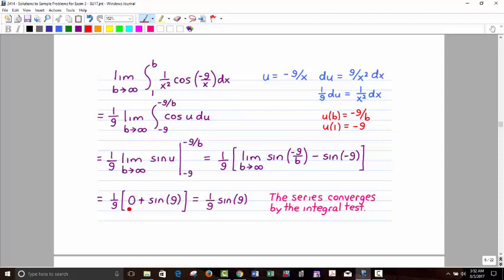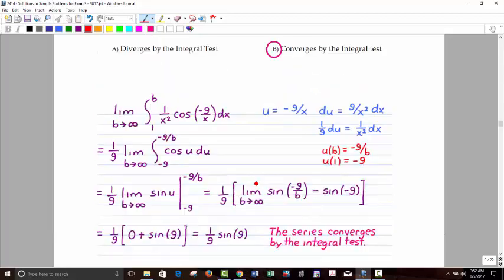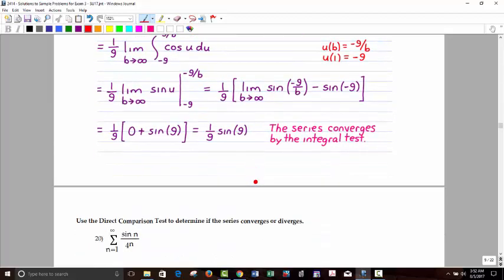So there you go. That does it, going back to the improper integrals from 8.8. So this limit going to 0, that does it. So we have a converging series. Technically, it's 1/9 sine of 9 radians, but even if you mess that up a little bit, as long as you got the fact that it converged, that's the key.